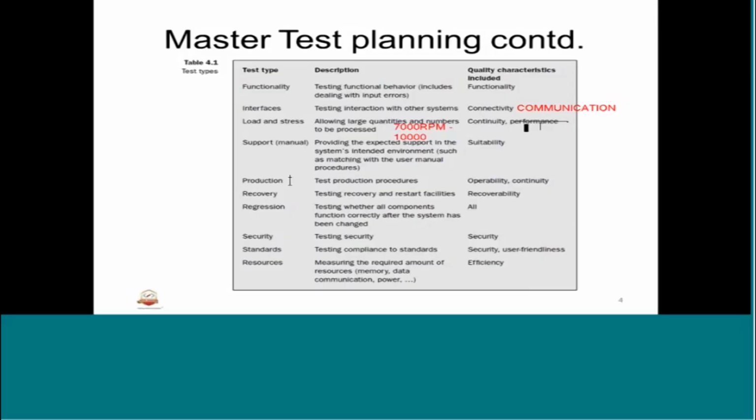The next one is production, test production procedures. That means we have a production environment. All the production based testing will be done under this procedure. So that will have a quality attribute in terms of operability and continuity. That means an embedded system should be able to operate with minimal intervention or maximum automation, and it should continue the same way as expected once it is through with the given set of test procedures.